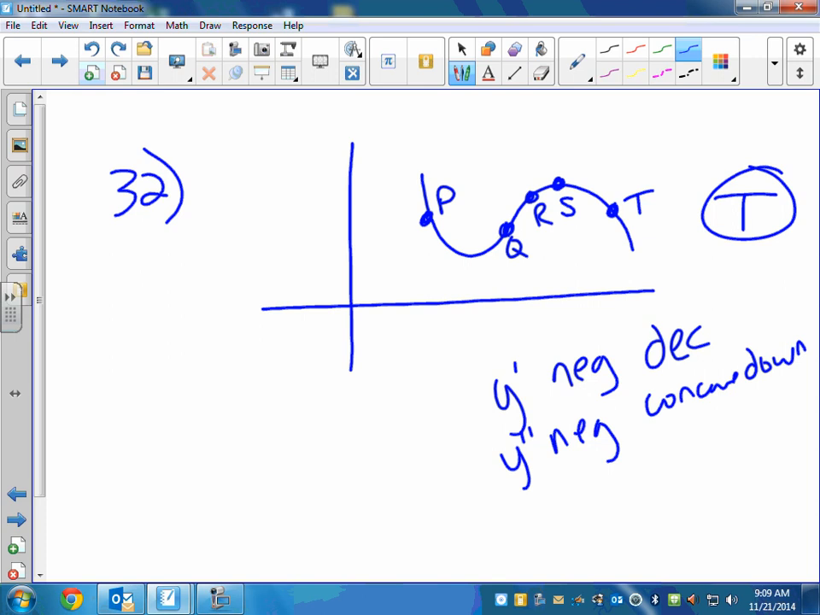Wait, is 32 B? 32's T, we just went over. Oh, part B. Where is y prime negative and y double prime positive? That means where is it decreasing and concave up? Decreasing and concave up is P. The only other place it's decreasing is T, and we already said that's concave down. So the answer to part B is P.